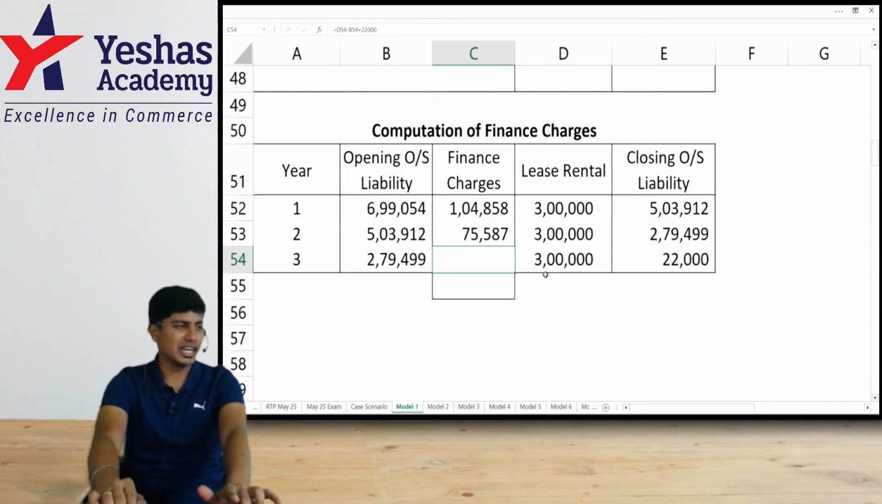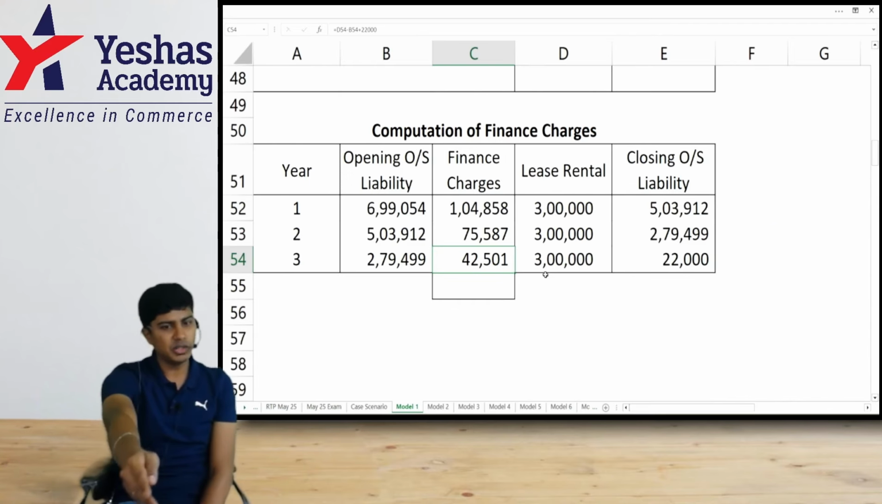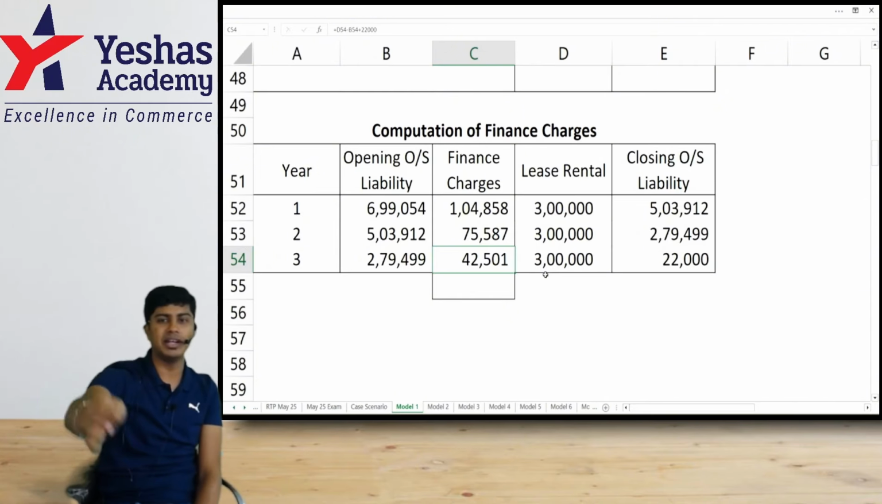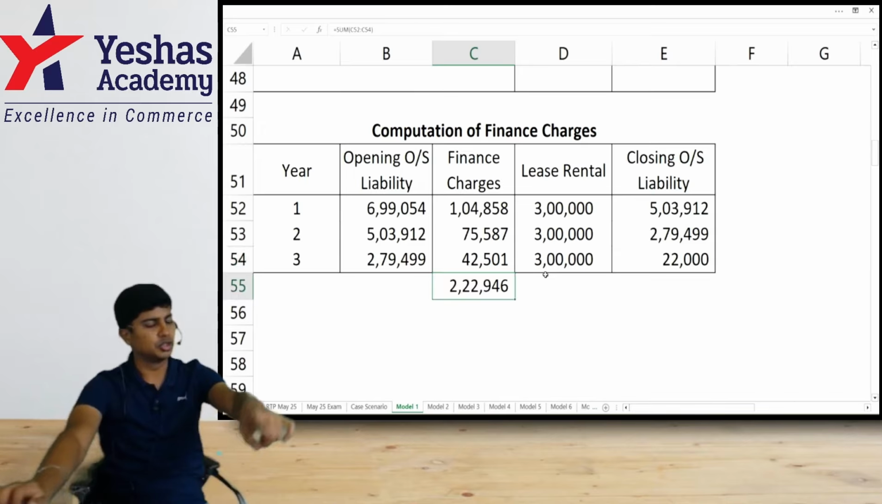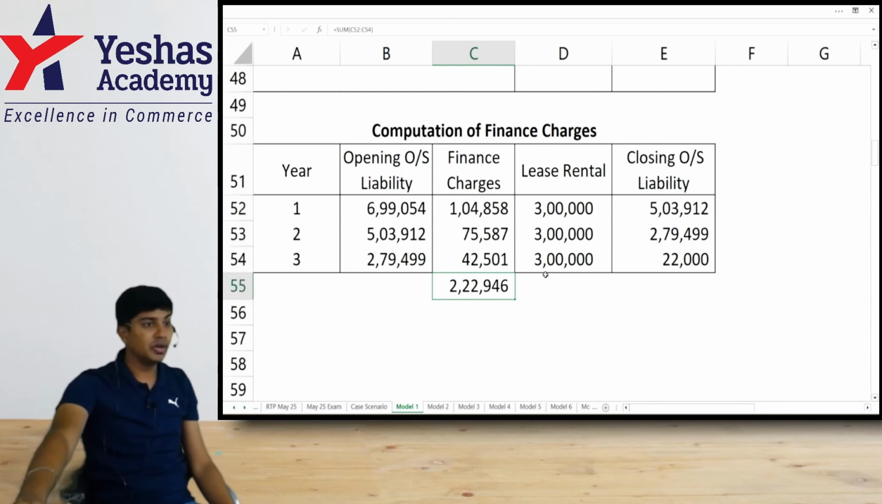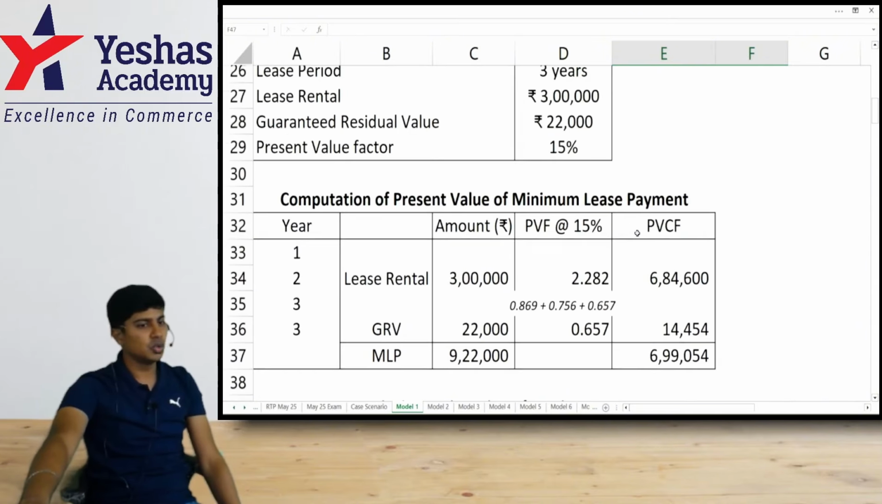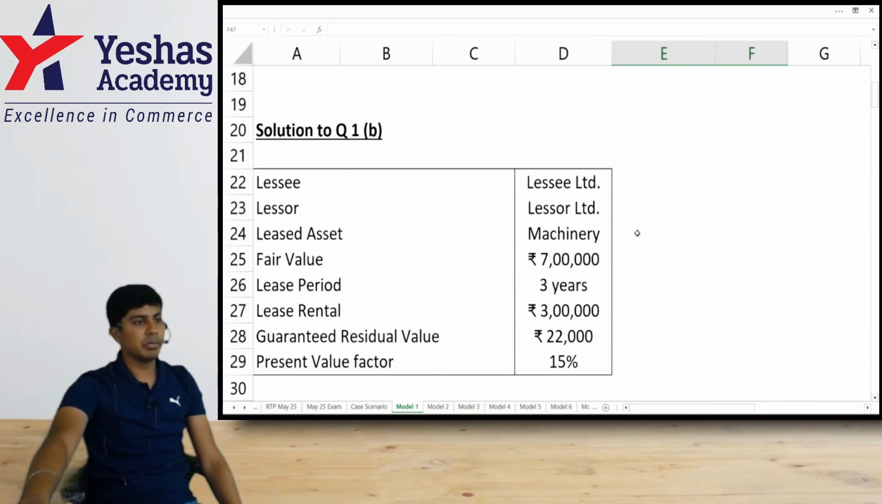If you do 279,499 into 15%, how much do we get? You get 41,925. That is because of a 600 rupees rounding off error. So write it as 42,501 so that you get the closing liability as 22,000. And your total interest should match with the difference between present value of MLP and MLP. Did you understand? We've identified finance charges for each year. We've identified the value of the asset as well as the value at which liability has to be recorded. And this, my friends, is the answer to question 1B from our model test paper 1 on accounting standard 19.